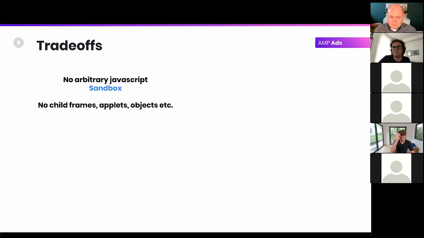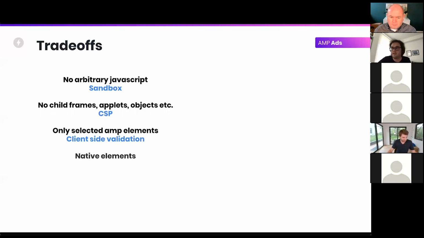Things like no child frames, applets, objects, etc. This is handled by CSP. We just set source none, and the browser will reject these things for us. Only selected AMP elements. This is our head validation, the client-side validation. When we see these things that we don't want, we can just not install them. Native elements, these things will just work.